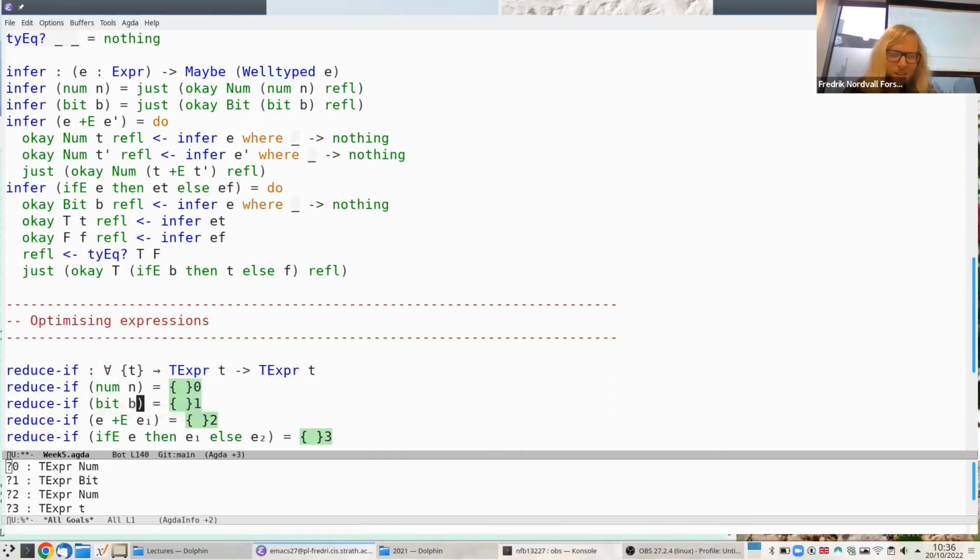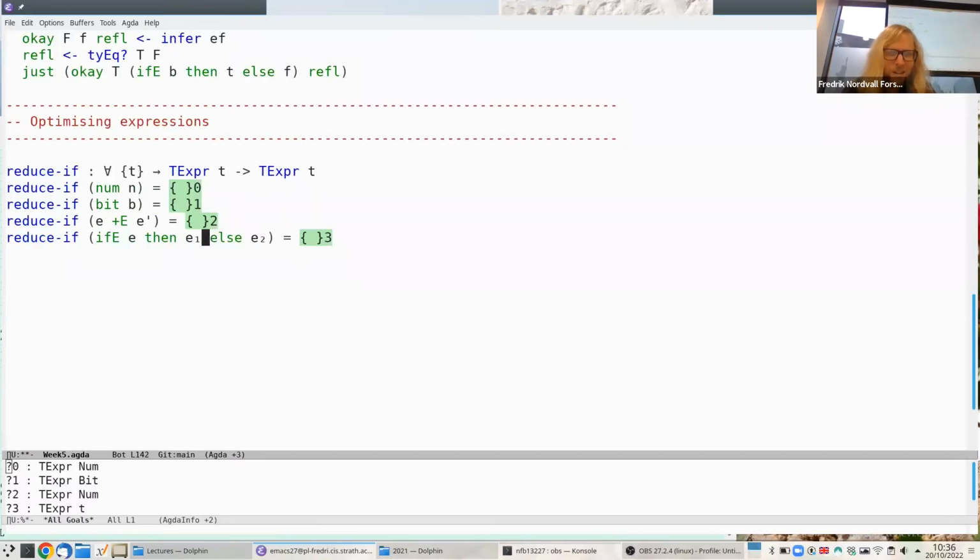Okay, so what does it mean to reduce these ifs? I'll do the renaming, because why not? Well, we have to look at all of these different things, and the if case I think is, you want those to be ET, yes. Okay. The if case is the interesting one, right? But we have to deal with all the other cases. For nums and bits, there's really nothing to do. So I'm just going to return.